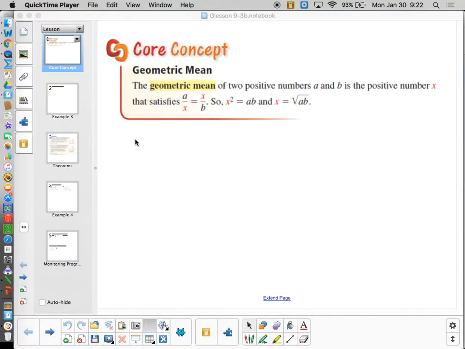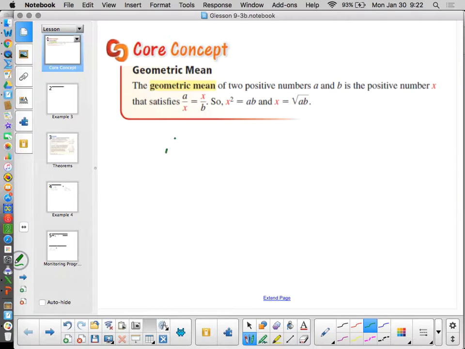Geometric mean, one way it's explained is by a proportion, another way is through multiplication, because you get the same thing. But basically, instead of adding and dividing by 2, if the numbers are A and B, sorry, a little delay on the smartboard there, the geometric mean can be found by taking the square root of A times B. So instead of adding and dividing by 2, we multiply and take the square root. That's a geometric mean. It is not the same as an arithmetic mean.